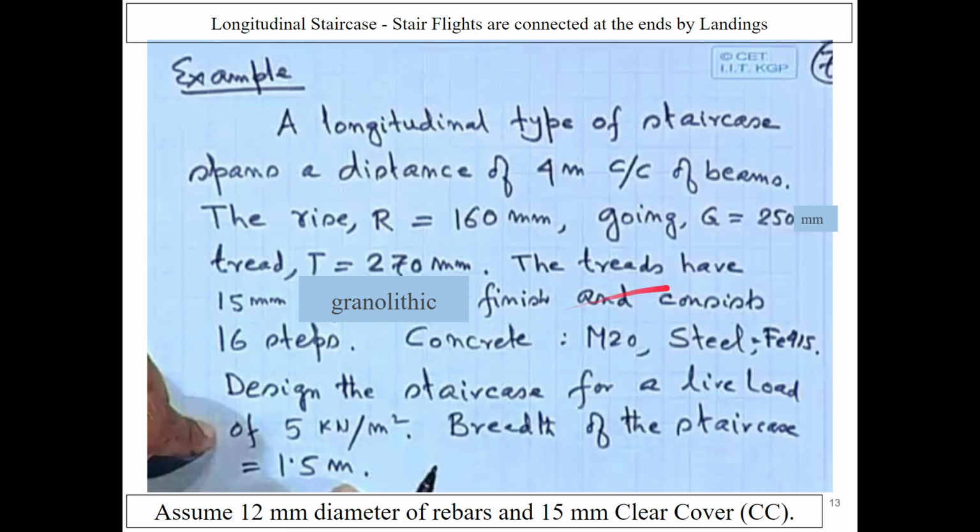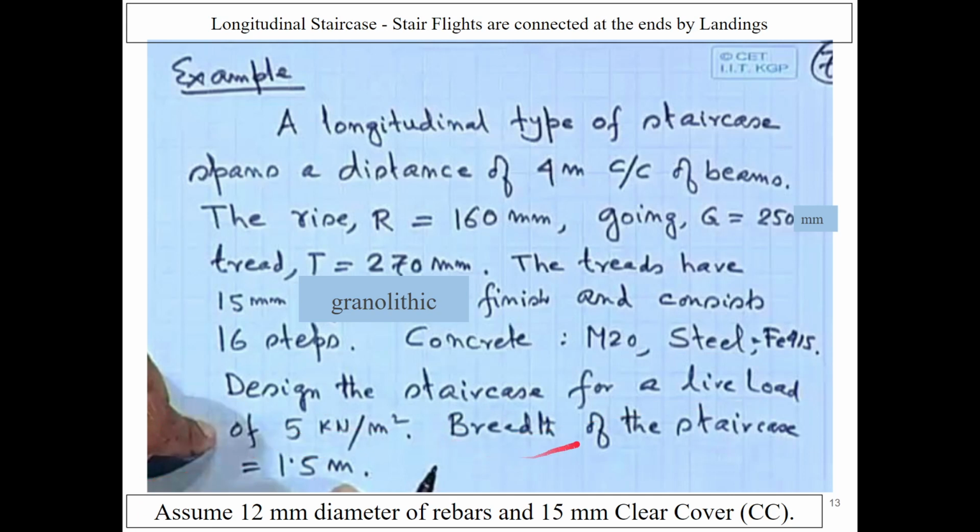Granolithic is basically similar to mortar, cement, sand, and water, something like that. So it is having a finish of 15 millimeters granolithic. The staircase consists of 16 steps, so the number of steps is 16, and we have to consider concrete of grade M20 and steel of grade Fe 415, right? So design the staircase for a live load of 5 kilonewton per meter square.